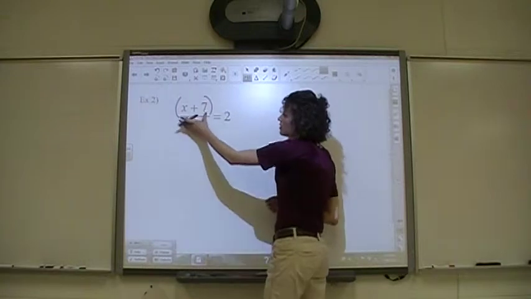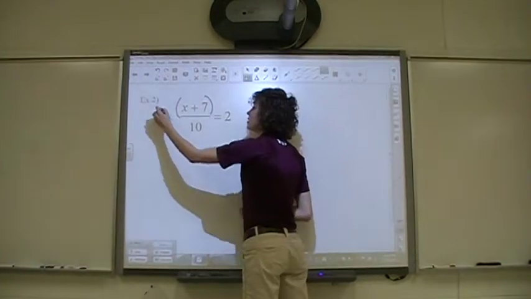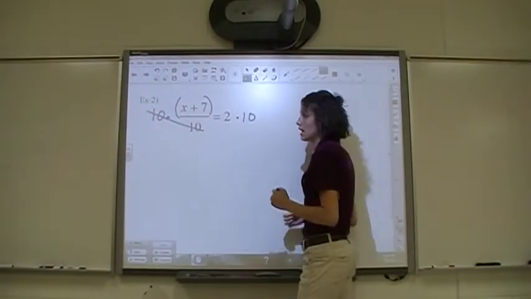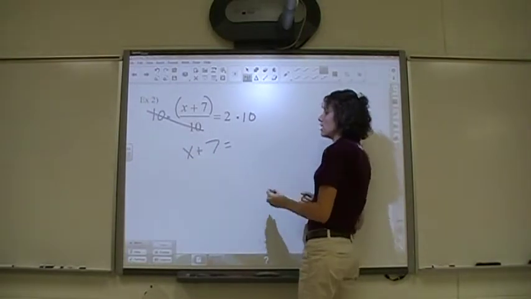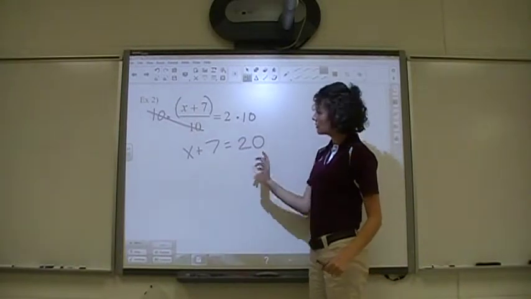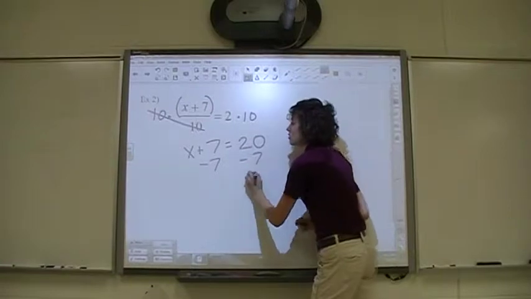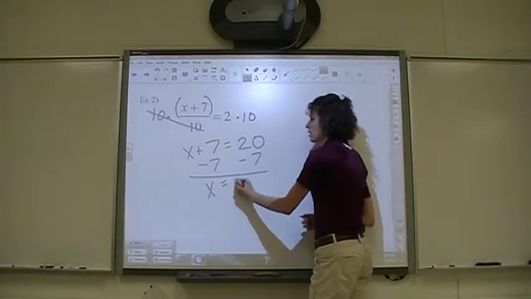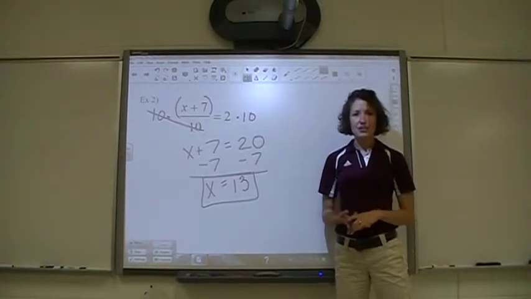So what you want to do, since it's being divided by 10, you want to multiply by 10 on both sides. These 10's will cancel out. Drop down your x plus 7 equals 2 times 10 is going to give me 20. Then from there, subtract 7 on both sides because you're adding 7, you want to do the opposite. So subtract 7, x equals 20 minus 7 is going to give me 13. So x equals 13 is my final answer.